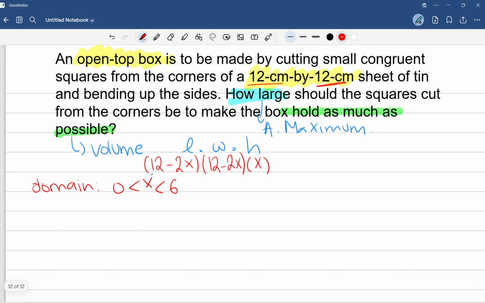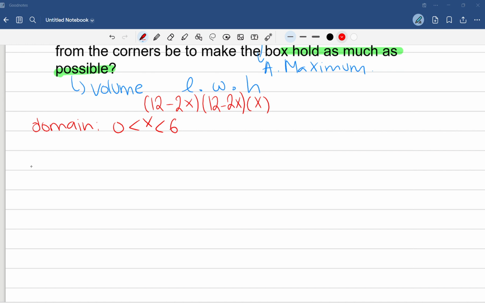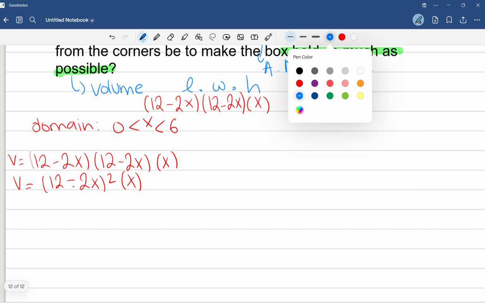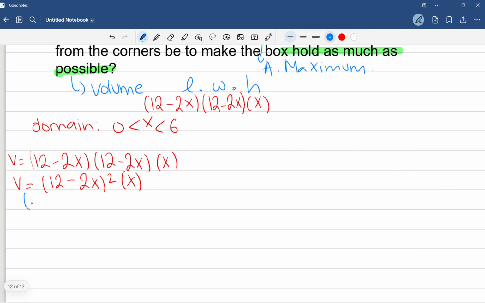Now I'm just going to simplify this. Let's rewrite it again so we can make it clearer. I have 12 minus 2x times 12 minus 2x times x. This is my volume. This is the same thing as saying (12 minus 2x) all squared times x. Let's first expand (12 minus 2x) squared. We know this is (a minus b) all squared, so it's a squared, which is 12 squared, minus 2ab, 2 times 12 times 2x, plus b squared, which is (2x) squared.